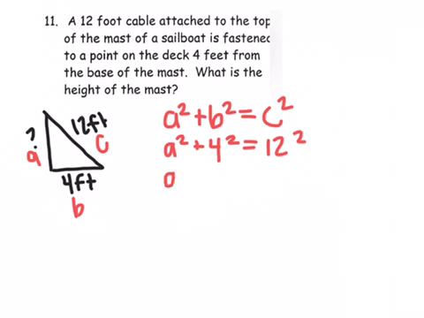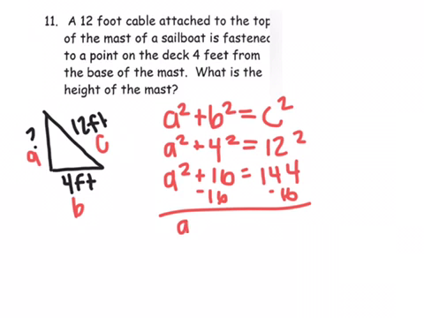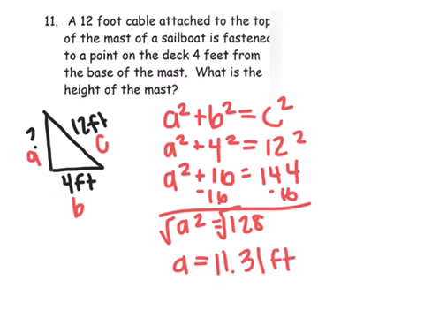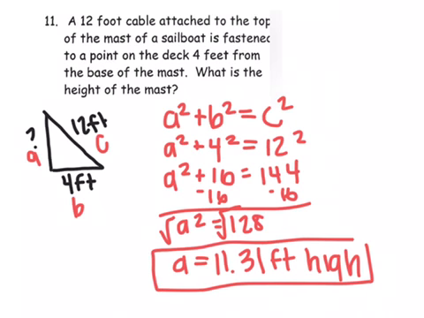And we're going to keep solving. A squared plus 16 equals 144. And then we're going to minus 16 from each side. So we get A squared equals 128. Now we need to take the square root of each side. So we end up getting A equaling 11.31 feet high. There's your answer.